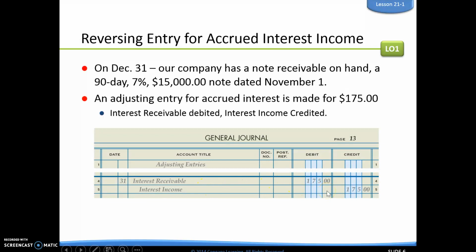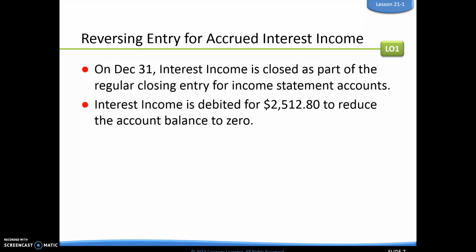Okay, we've done that before. But where the problem lies is that we had this note that was happening in one fiscal period, and now we're into a new fiscal period, and we remember we haven't actually received that interest income yet. And what happens is, if you remember doing closing entries, we get to the end of the fiscal period, we close all of our income statement accounts that have debit and credit balances. We want to bring everything back to zero, right?